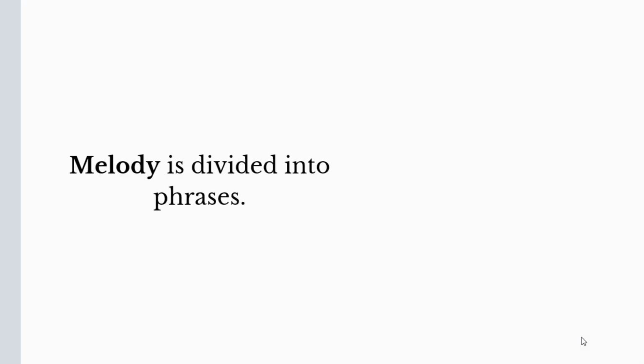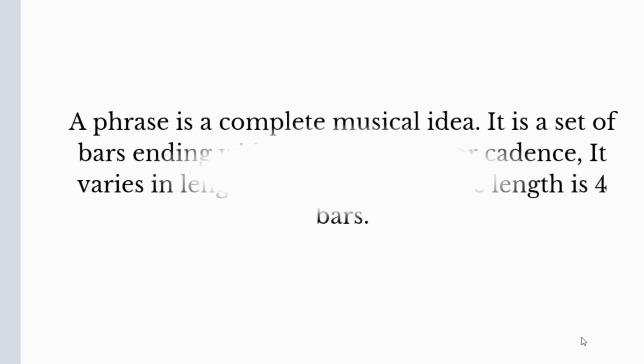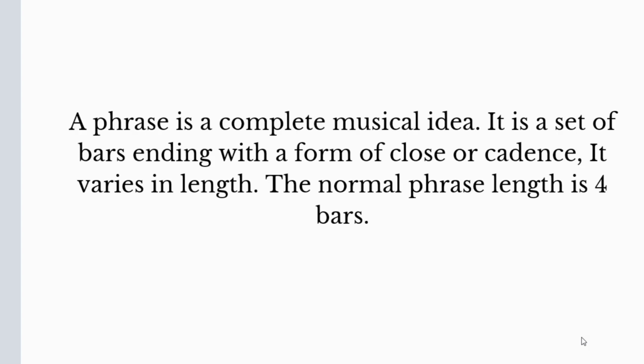Now, let's look at the division of a melody. Melody is divided into phrases. A phrase is a complete musical idea. It is a set of bars ending with a form of close or cadence. It varies in length. The normal phrase length is 4 bars. So when we are talking about phrases in music, it's just a set of musical ideas broken into units.